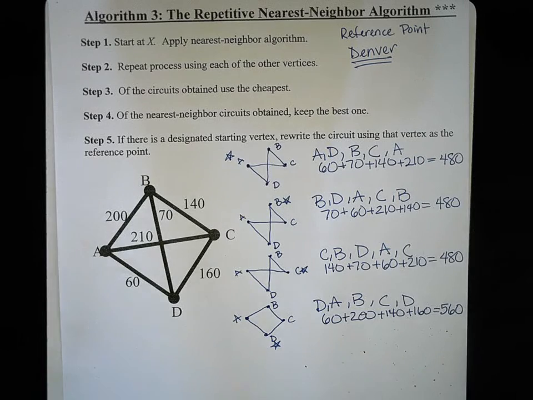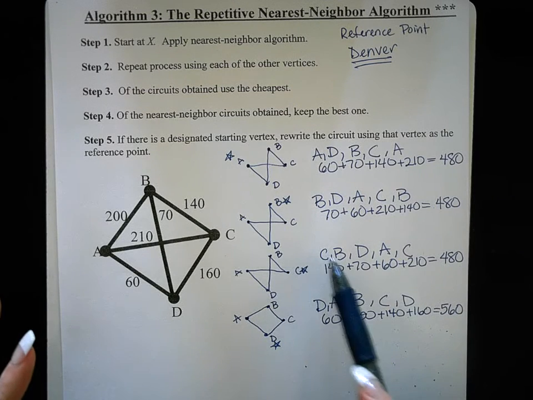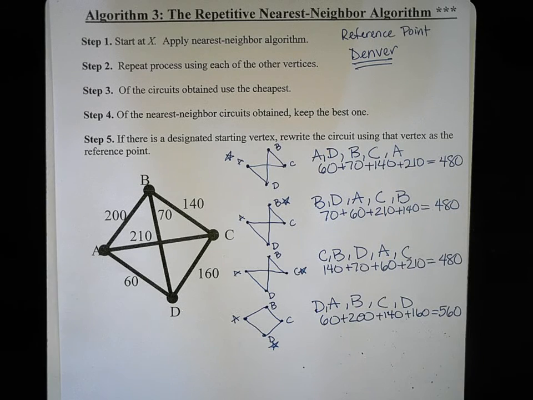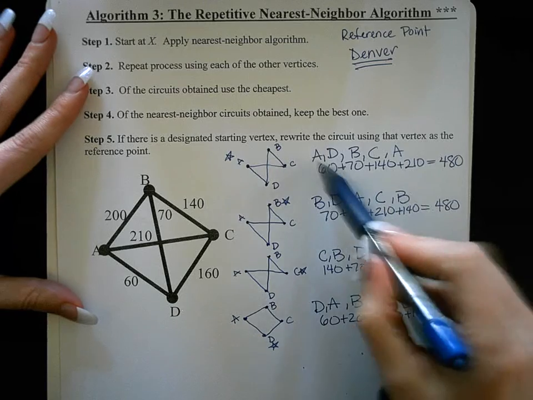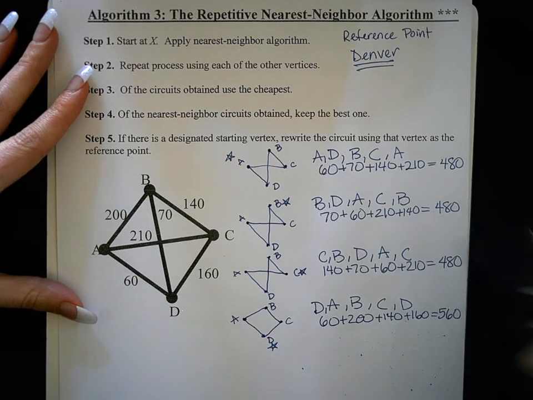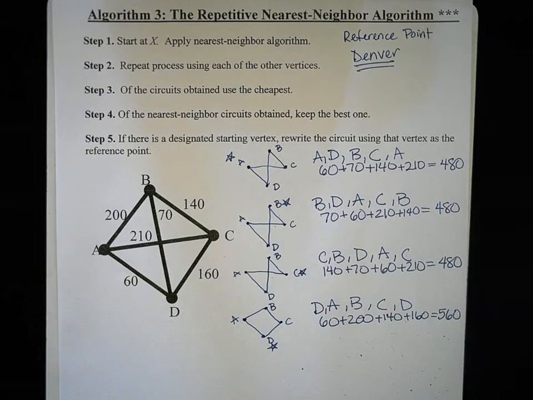Now we have all of the nearest neighbor circuits obtained, one starting at A, one starting at B, one starting at C, and one starting at D. What we want to do is just keep the best one. This is kind of interesting because actually there's three that are the least expensive at 480, and if you look at the pictures, they're exactly the same circuit. So this is going to be the one that we are going to choose.